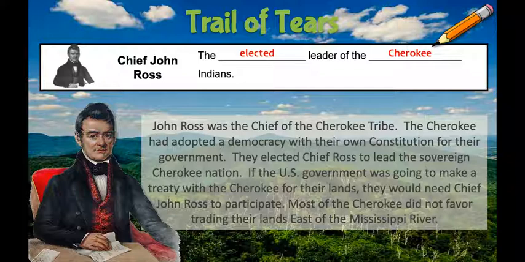So most of the Cherokee Indians did not want to move, even though the settlers wanted them to move because they found gold on their land. So the U.S. government wants to make a treaty with the Cherokee to have them voluntarily move to the other side of the Mississippi River. And they need Chief John Ross, who is the leader of the Cherokee Indians.